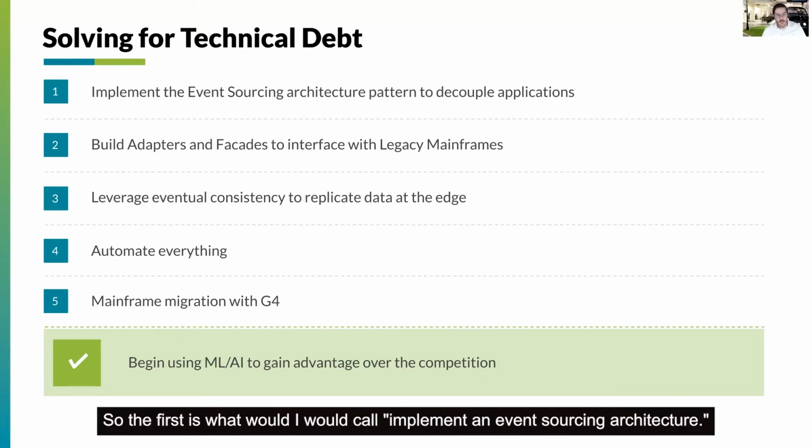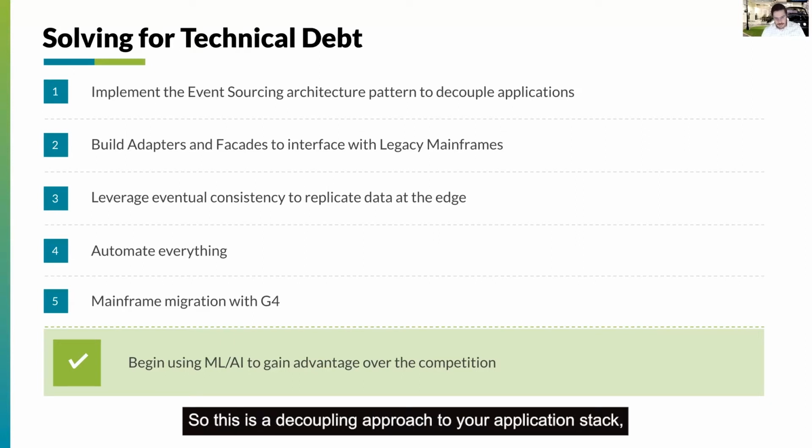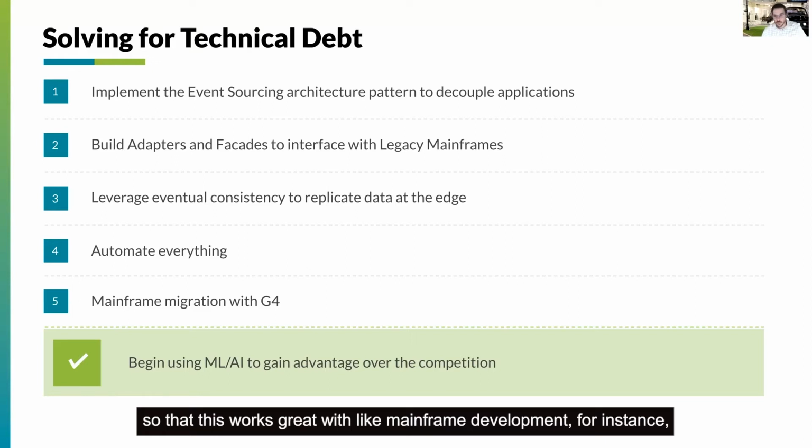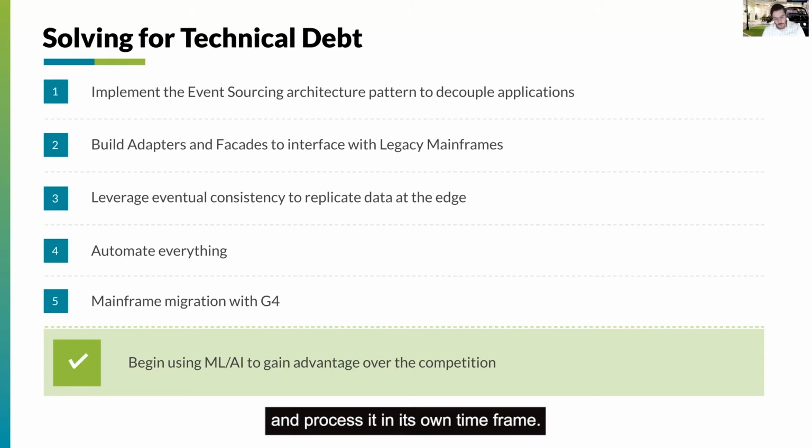So the first is what I would call implementing an event sourcing architecture. This is a decoupling approach to your application stack where you're treating everything that happens within your organization as an event and being able to take that event and handle it in an asynchronous way. This works great with mainframe development, for instance, because you can put an adapter or a facade in front of your mainframe, and as an event comes into the system, the mainframe can pick it up and process it in its own time frame.